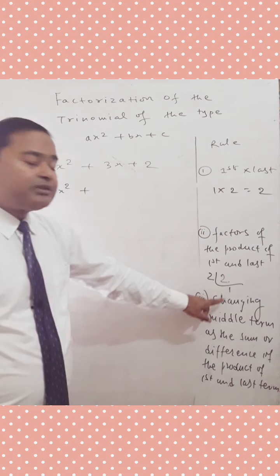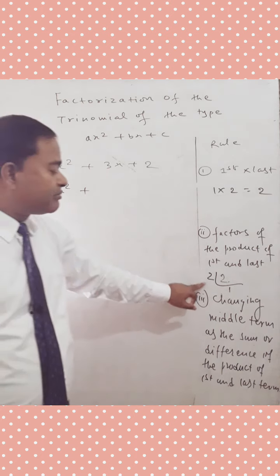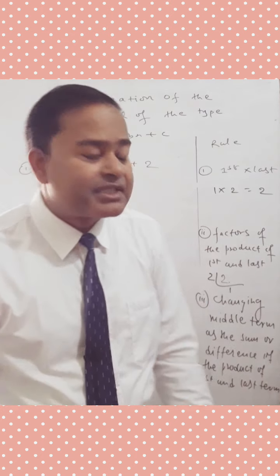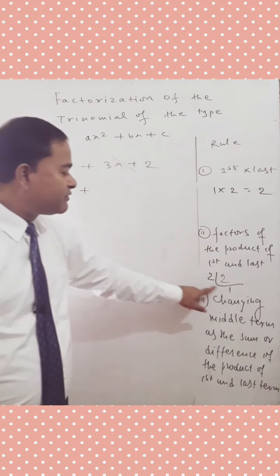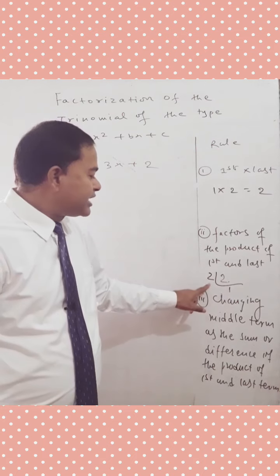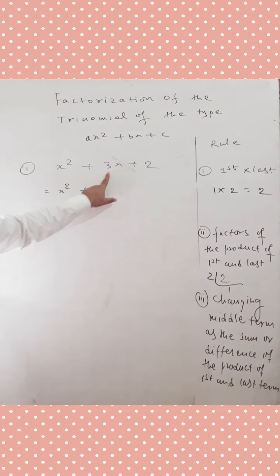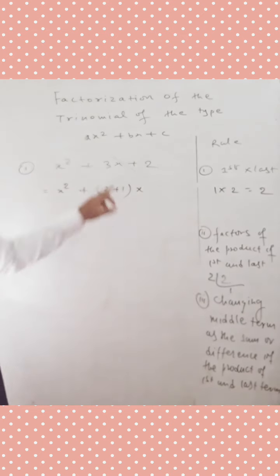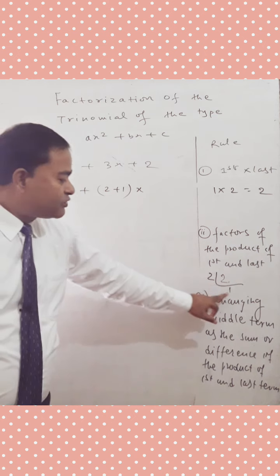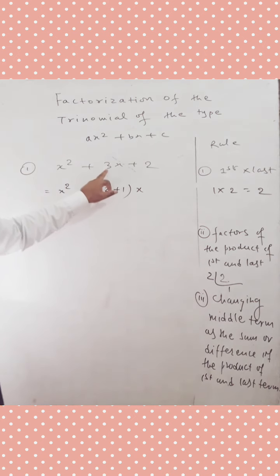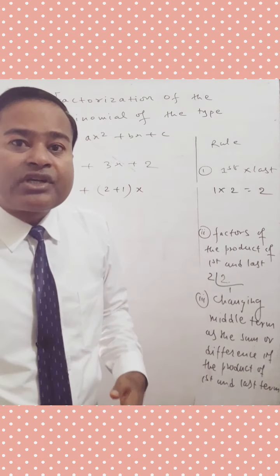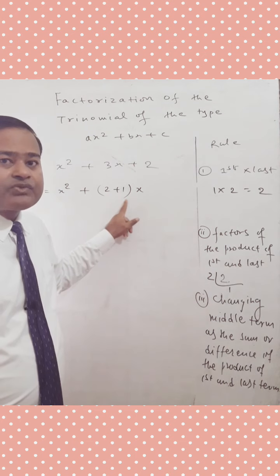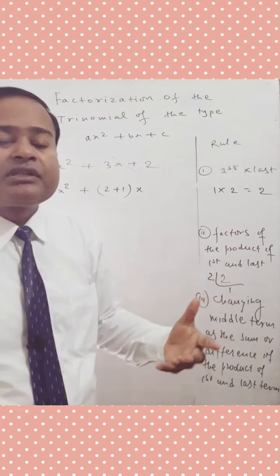And in the third step, we have to change the middle term by taking the sum or difference of two factors. So this means the product is positive, so we have to change the middle term by taking the sum of the two factors of 2. That means 2 plus 1. 2 plus 1 we exactly get 3. So the sum equals the middle term, and the product of the two factors, that means 2 ones are 2, again equals the product of first and last term.